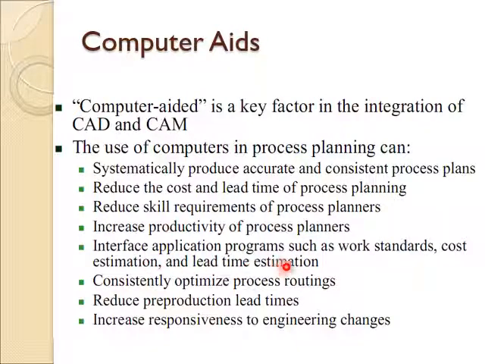Interface application programs such as work standards, cost estimation, and lead time estimation can be done easily. The use of the computer in planning can consistently optimize the process routings. It can reduce the pre-production lead time. Also, it increases the responsiveness to engineering changes. So these are the benefits or advantages when we use a computer-aided process planning system.